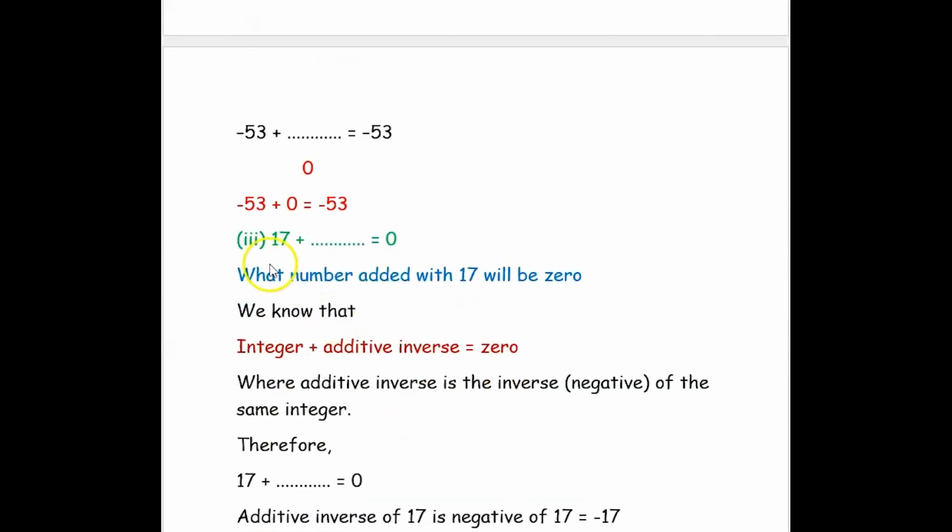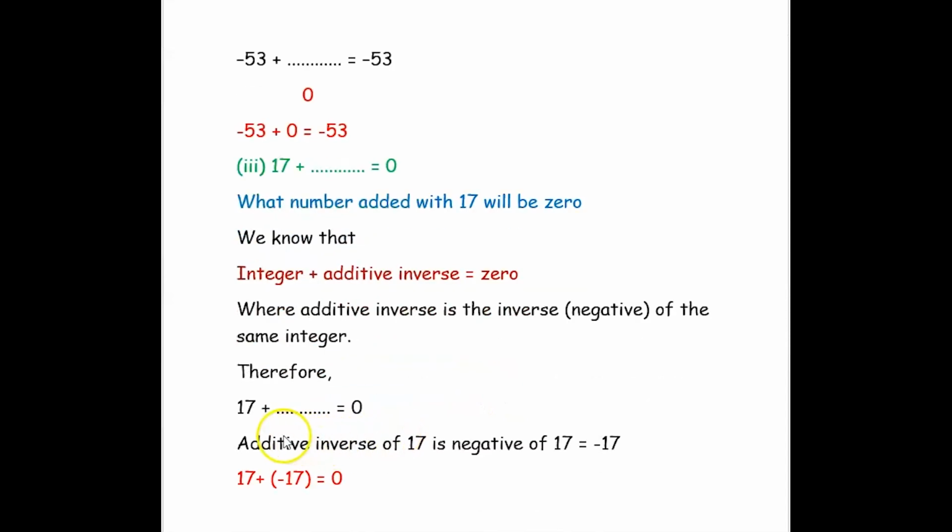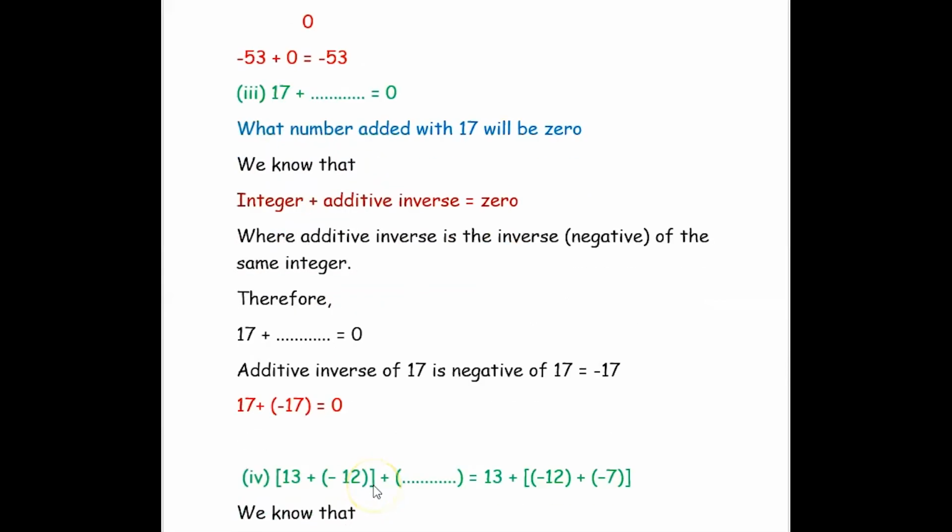Next question is, 17 plus blank is equal to 0. So what number added to 17 will give you 0? So we know that an integer plus its additive inverse is equal to 0, where the additive inverse is the negative of the same integer. Therefore, the additive inverse of 17 is negative 17. So 17 plus negative 17 is equal to 0.